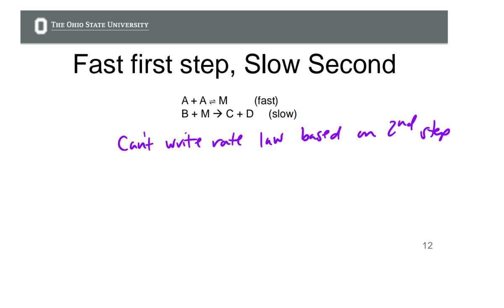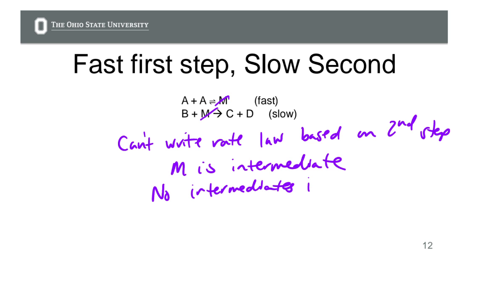If we look at this first example, we've got an intermediate. M is an intermediate, and we can't have intermediates in the rate law. Even if we tried to write rate equals K times, in this case, B times M based on that slow step, M is an intermediate, that won't work for the rate law. So we need another plan.